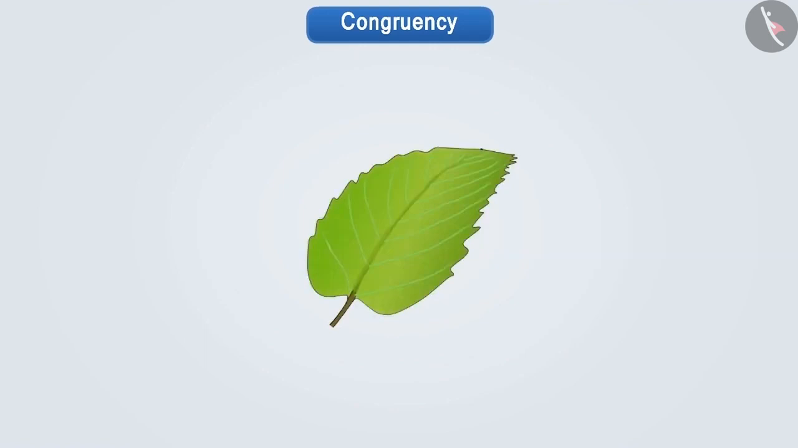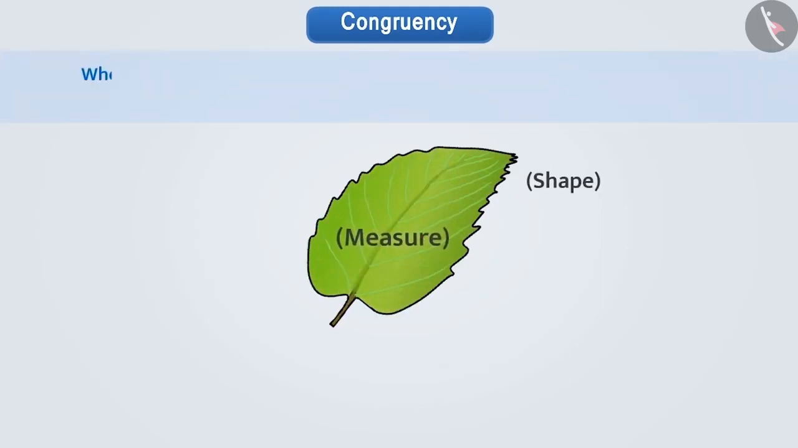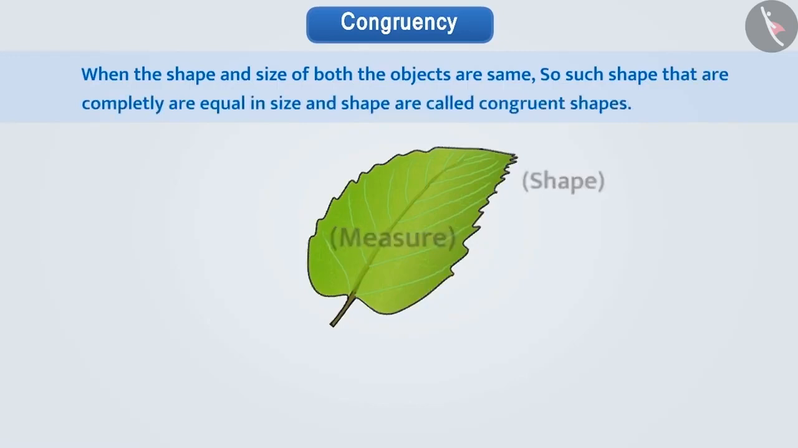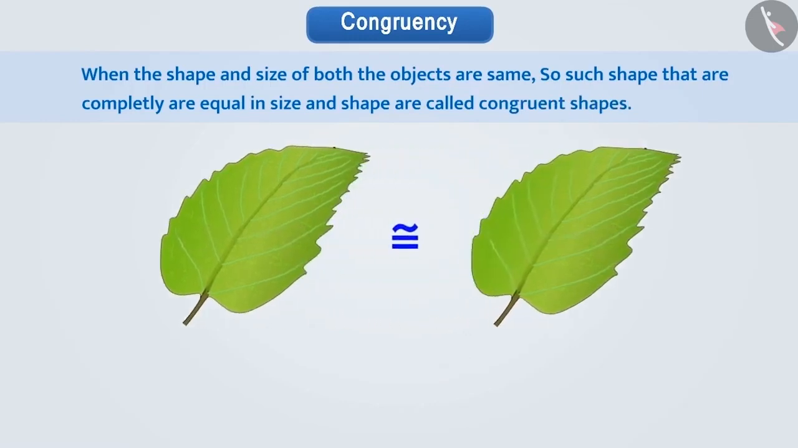One shape completely covers the other shape only in one condition: when the shape and size of both the objects are the same. So such shapes that are completely equal in size and shape are called congruent shapes. The relation of two figures being congruent is called congruence, and we use this sign to show this relationship.